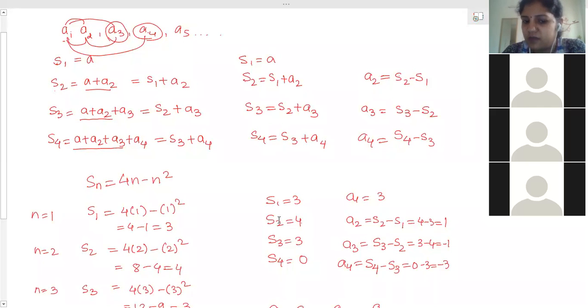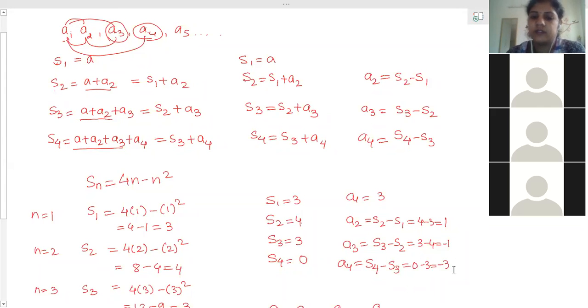How to find out A3? That is sum of 3 terms minus sum of the earlier terms, that is 2 terms' sum. So it is S3, which is 3. What is S2? It is 4. 3 minus 4 is minus 1. And how to find out the fourth term? The fourth term is equal to the sum of 4 terms minus the earlier sum, that is the sum of 3 terms. S4 minus S3 is equal to 0 minus 3, that is equal to minus 3.